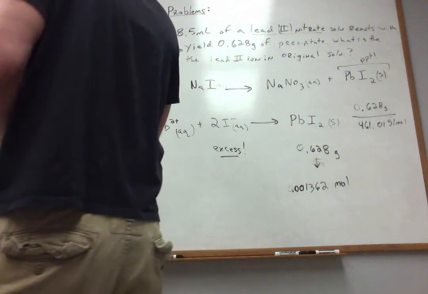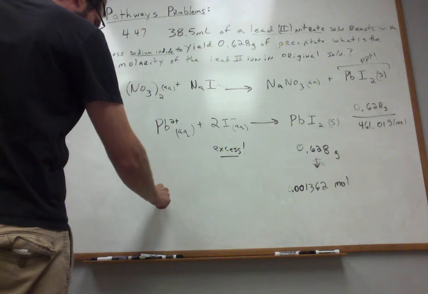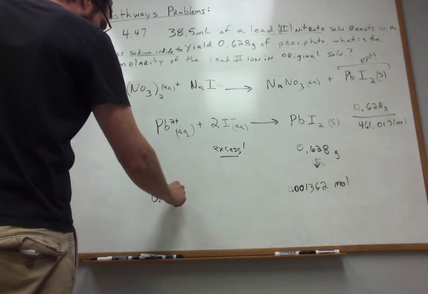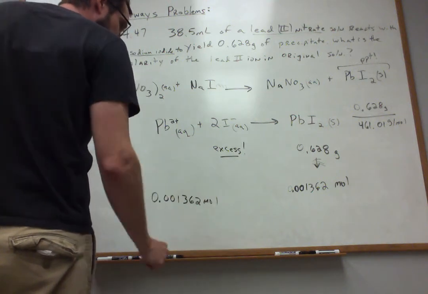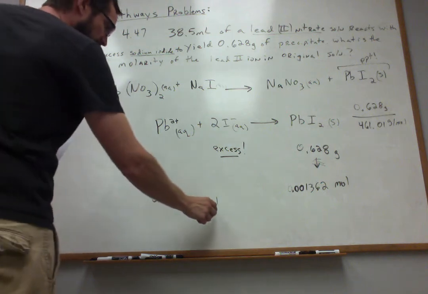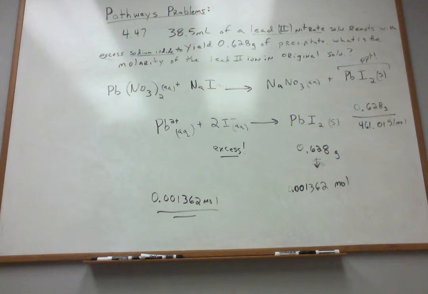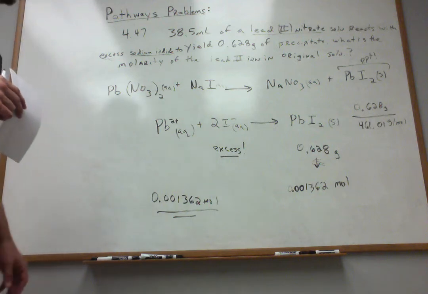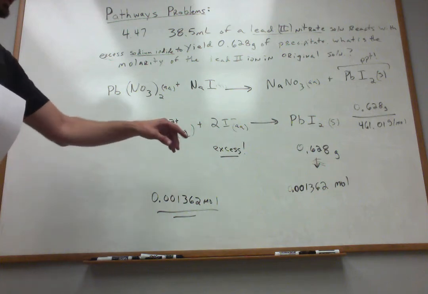Doesn't it stand to reason then that since it's a 1-to-1 molar ratio, I must have consumed 0.001362 moles of lead to make that much of the lead iodide? It's a 1-to-1 molar ratio, so that has to be true. So look at what I've got. I've now backtracked my way through the problem, understood that I made a precipitate, figured out how many moles of that precipitate I made, and now I figured out how much lead must have been used to make that precipitate.